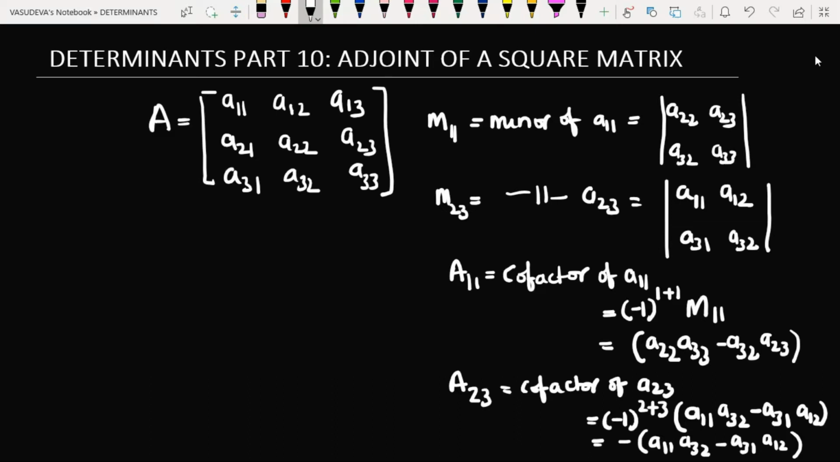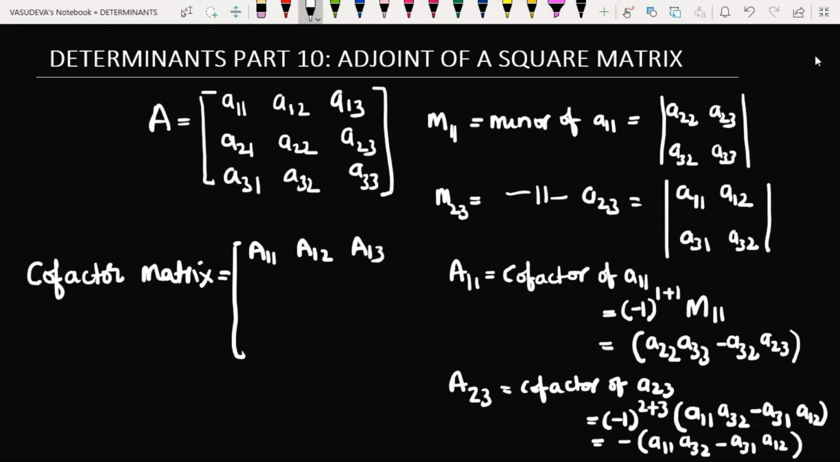Now if we find out the cofactors of all the elements and the matrix is replaced by all its cofactors, then we define the cofactor matrix. The cofactor matrix is the matrix obtained by taking the cofactors of all the elements. So cofactor of A11 is denoted by capital A11. This is A12 and A13. This is A21 and A22, A23, A31, A32, A33. So this is the cofactor matrix.